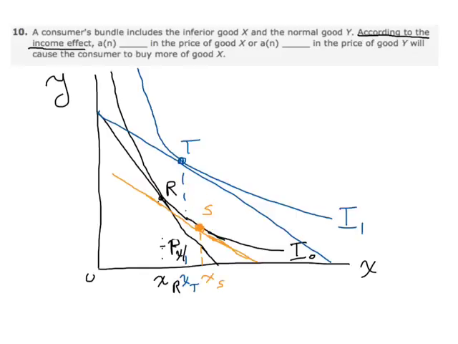So again, we see that the income effect associated with a reduction in price of good X is going to have us buy less of good X. So the income effect associated with an increase in price of good X is actually going to see us buy more of good X. I guess I could draw that case. Let's go ahead and draw that case.